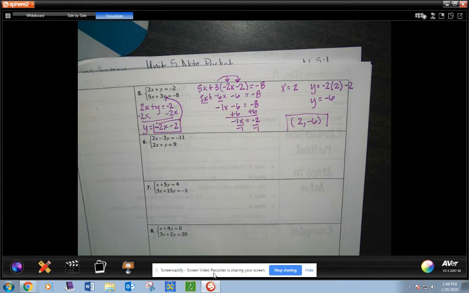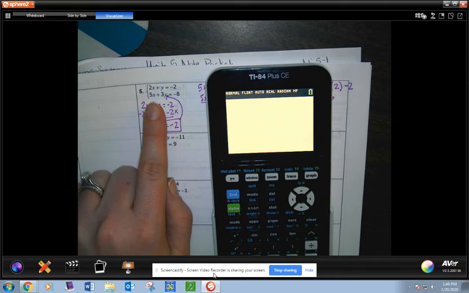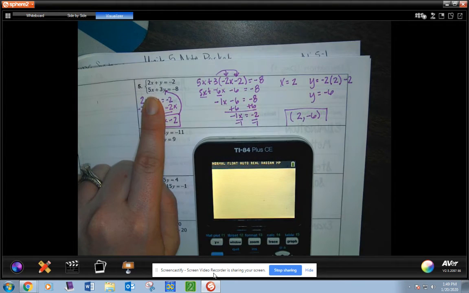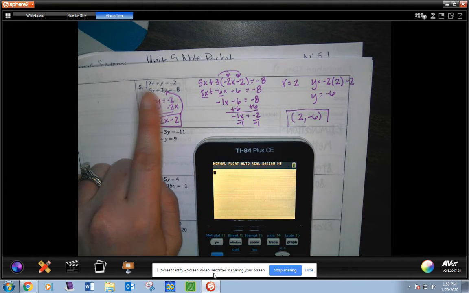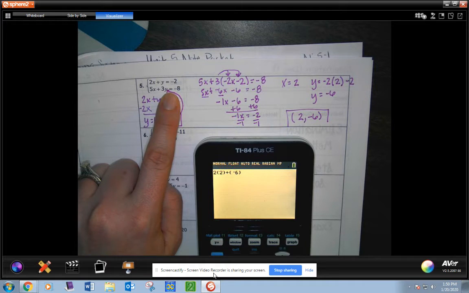Now remember, you can check it. I'm going to show the check one more time, and then the other 3 are on your own. So you have to take whatever your ordered pair is. My ordered pair is 2, negative 6. I'm going to take 2, and instead of doing x, I do 2, because that's what x is, plus, and then y is negative 6. So if you notice, I'm plugging in x and y with parentheses. When I hit enter, I should get whatever it equals, and it does equal negative 2.